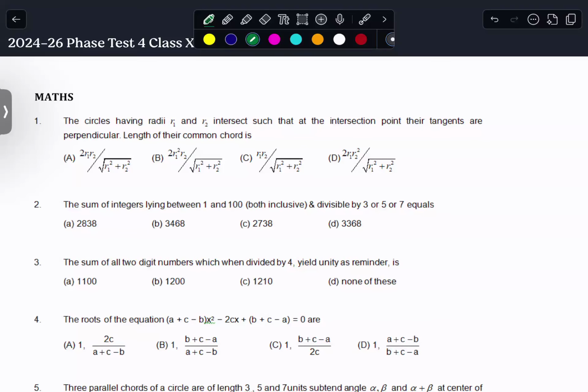So we are going to discuss the phase test paper for phase 4 paper. Okay. And this paper was based on circle, majorly circular geometry and some associated topics.